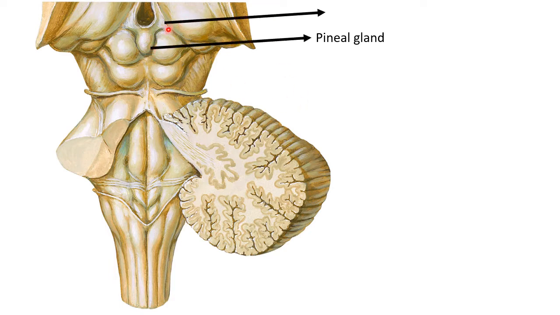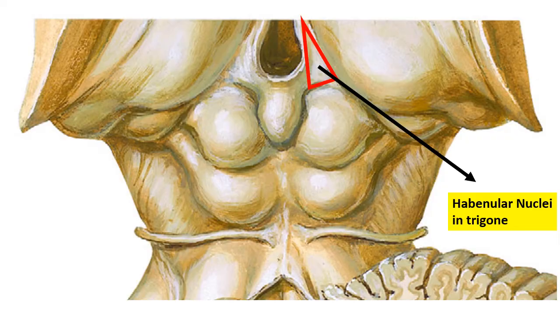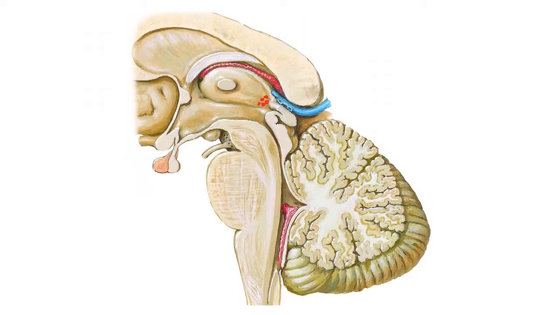Next, this triangular area, located superolateral to the pineal gland, is the habenular trigone, which consists of the habenular nuclei. This is a closer view of the posterior aspect of the brainstem. Superolateral to the pineal gland, we can identify the triangular area called the habenular trigone. The nuclei present medially are called the medial habenular nuclei, and the nuclei lateral in this trigone are the lateral habenular nuclei. And the paraventricular nuclei are divided into two parts, anterior and posterior.